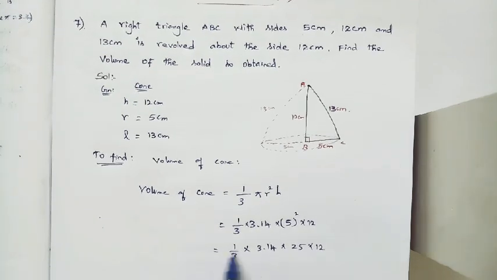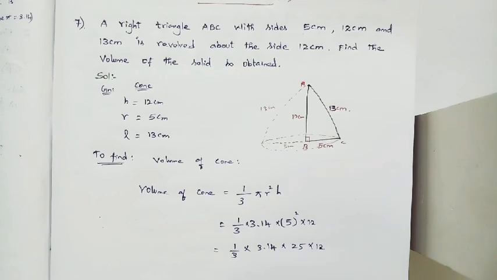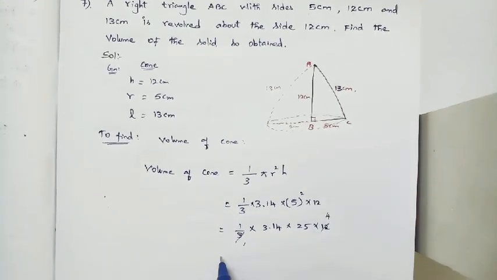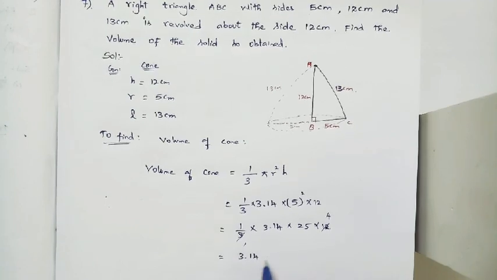Is it possible to simplify? Yes, 3 into 4 is 12. Both are multiples of 3, so 3 ones are 3 and 3 fours are 12. So remaining is 3.14 into 25 into 4.